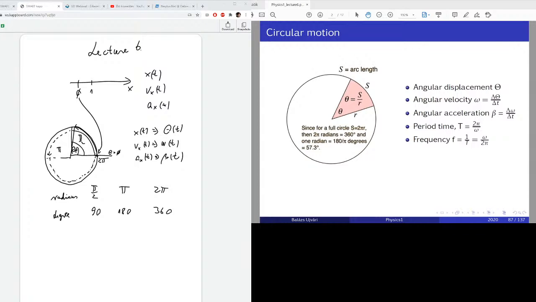We need some other information like period time. This is the time we need to take a full circle, and the frequency. Frequency is 1 over period time. These are common values I think you are familiar with.